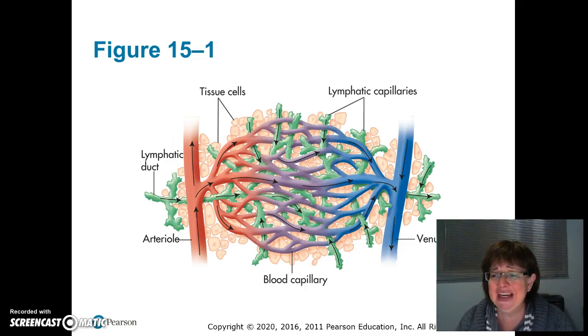Here you'll see that lymphatic tissues are one-way or blind-ended fingers. With the capillaries, the blood comes in, and it has a pathway to go out. With the lymphatic tissue, the fluid just goes in. It doesn't go out.